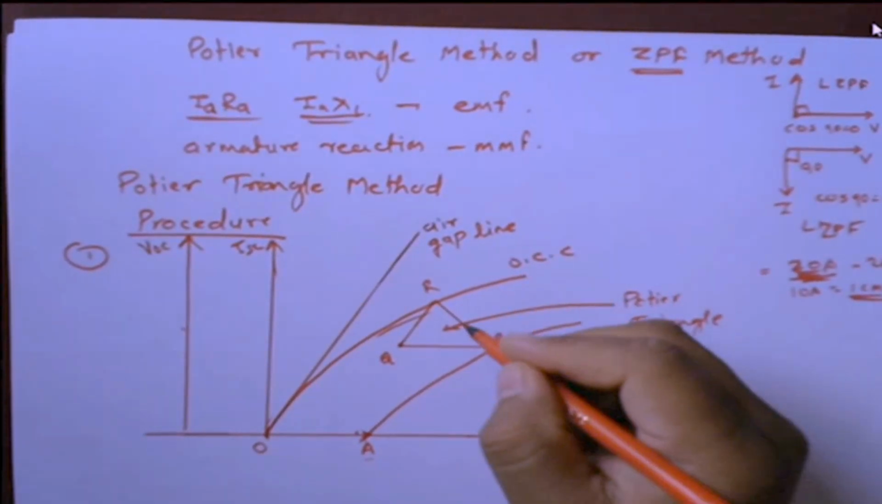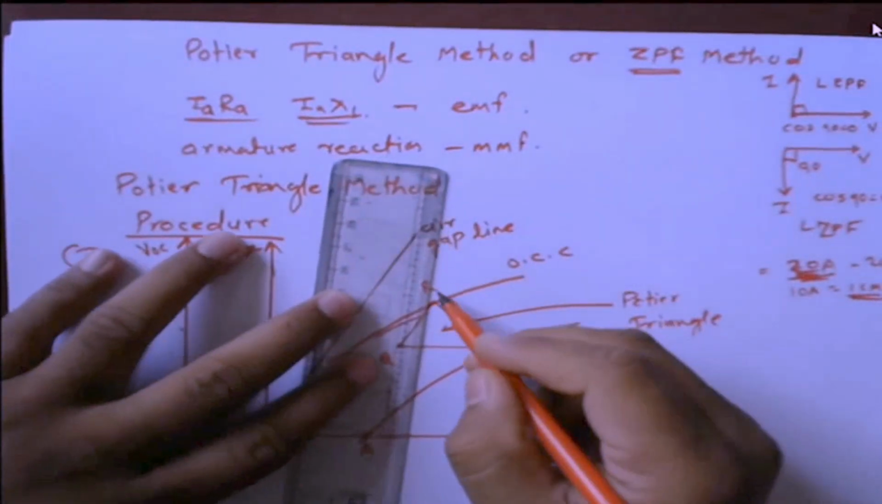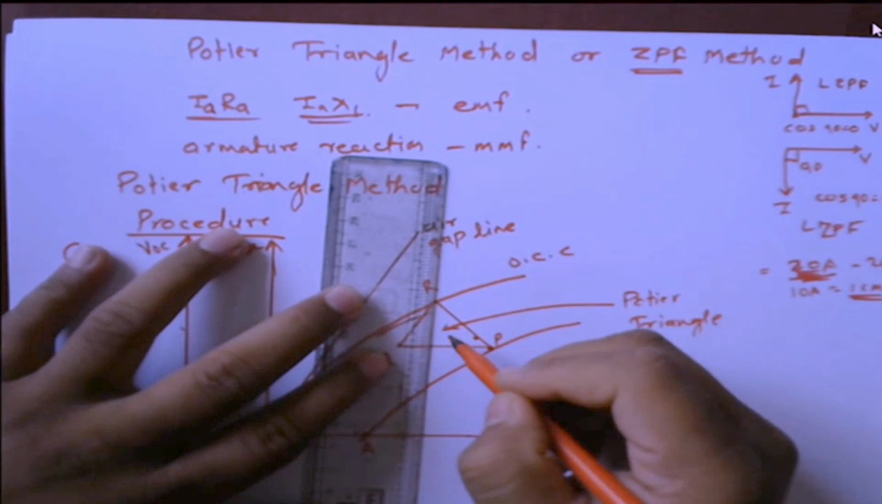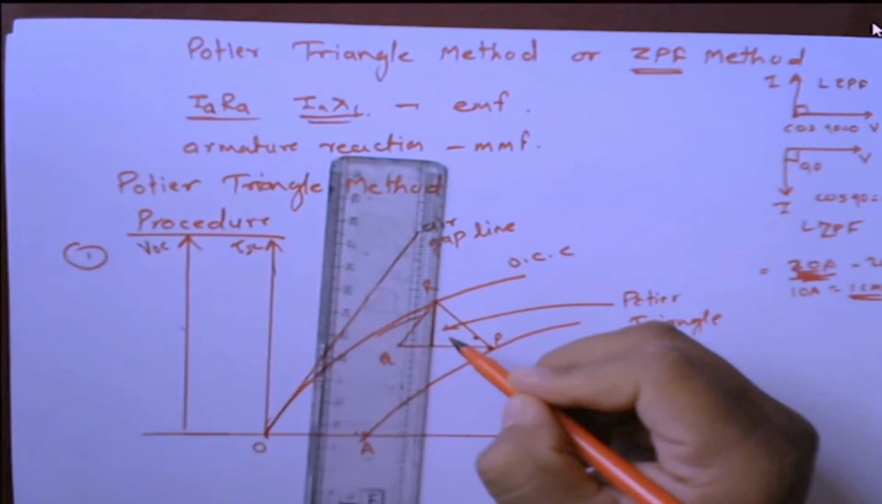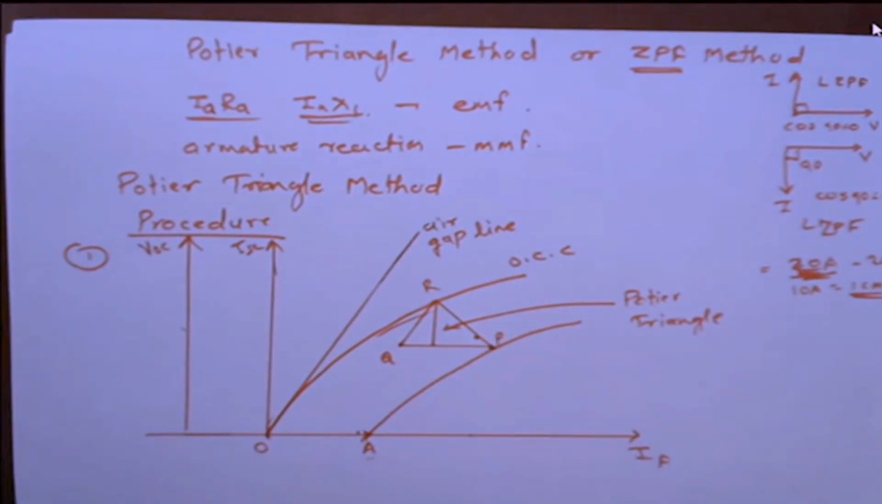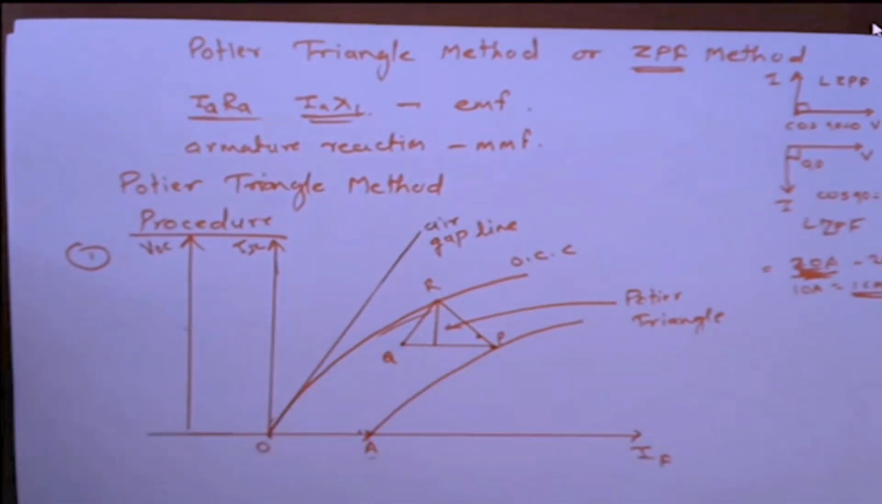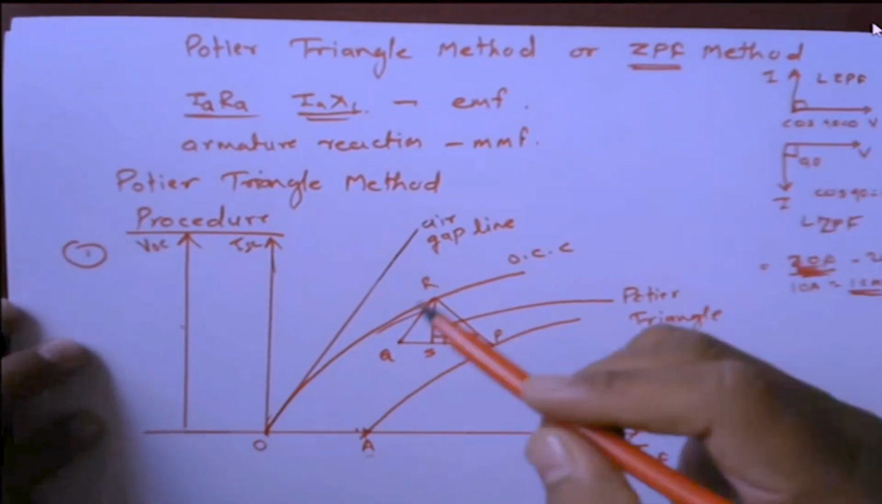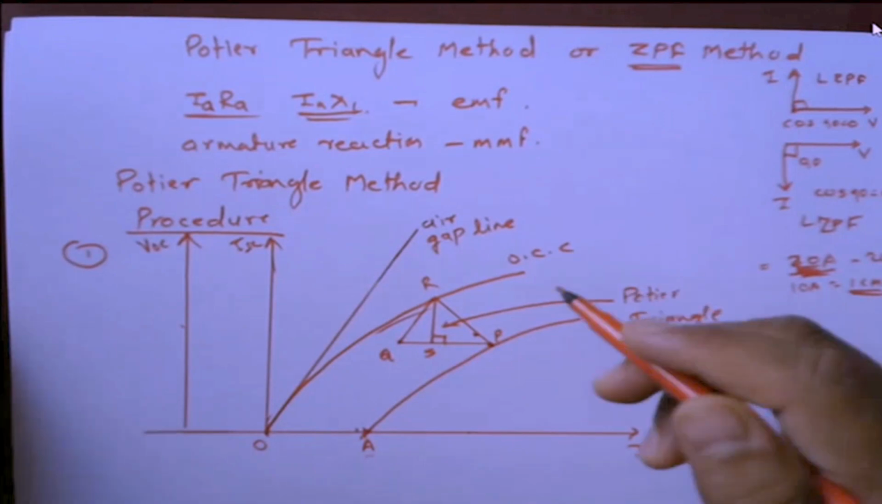After that, we have to draw one perpendicular line from point R, so that you will get a point. Yes. So this is the procedure to plot a Portier triangle, and how to solve the numerical by using the Portier triangle.